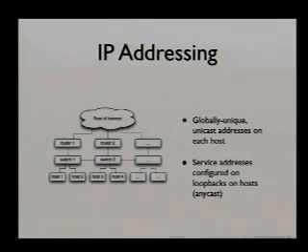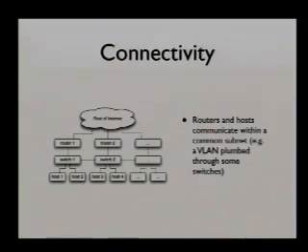And this is generally what it looks like. So what we have for IP addressing, we have a globally unique unicast address on every single host, and we have the same service address configured on loopback addresses on multiple hosts. The routers and hosts communicate within some sort of layer 2 fabric, a VLAN through a switch, maybe just one switch, maybe multiple switches.